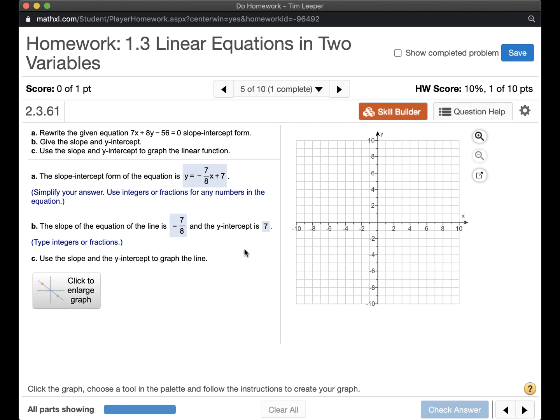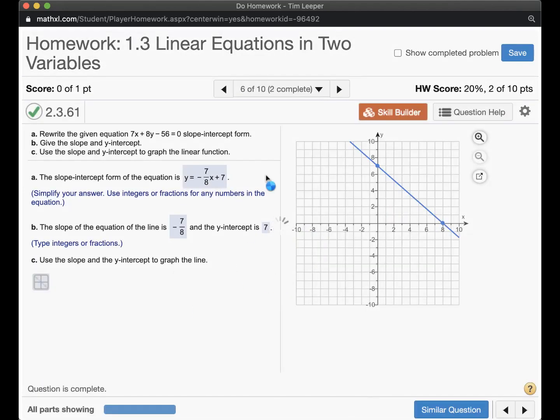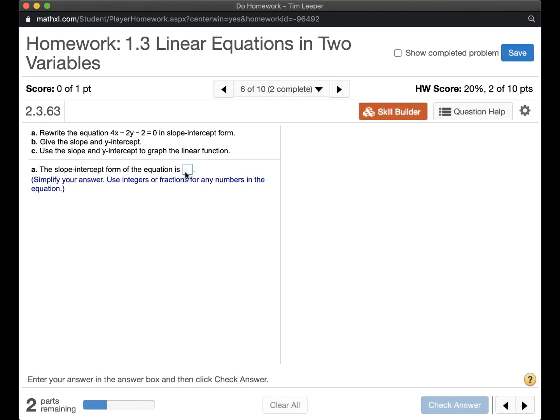Now it brings up the graph at this point. So let's click on the graph, and the first thing you click on is the y-intercept of 0, 7. And then negative 7 over 8. The negative means we go down 7, right 8. So down 7, 1, 2, 3, 4, 5, 6, 7, and right 8, 1, 2, 3, 4, 5, 6, 7, 8. And click. There you go. Fantastic. And that's pretty much how you do it. Same idea here.